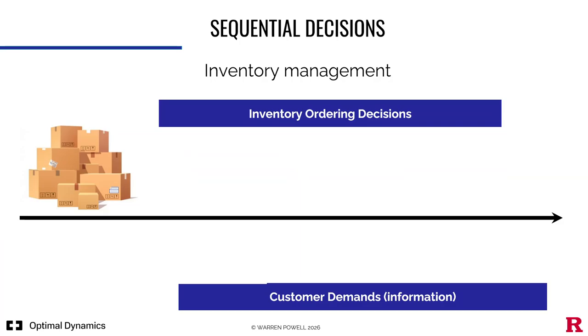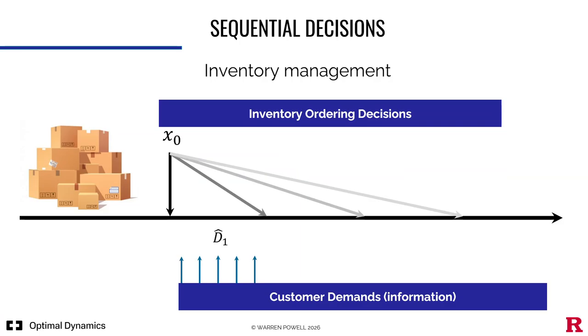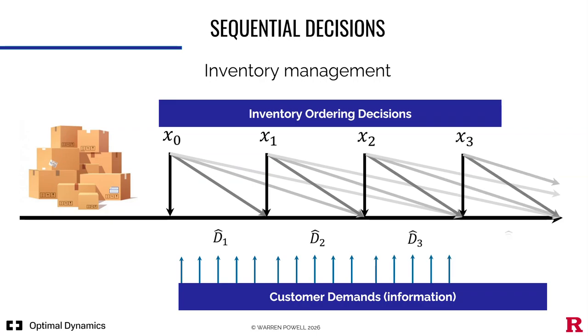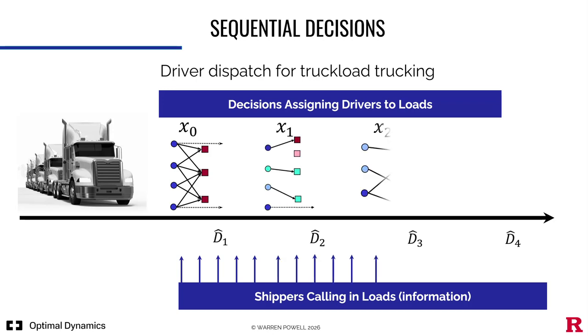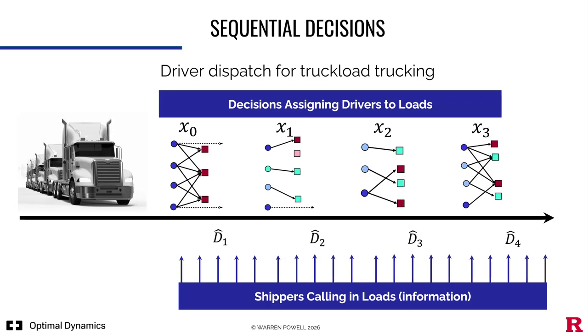For example, you might have an inventory problem where you order inventory that might arrive quickly or might arrive in months, after which I observe the demands for that inventory. And then there's more decisions and more information. At Optimal Dynamics, my company, the blue circles are the drivers being assigned to loads, the red squares. Now, over time, more loads are being called in that I didn't know about when I made previous decisions that impact the results of earlier decisions.